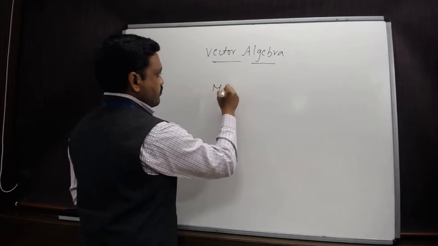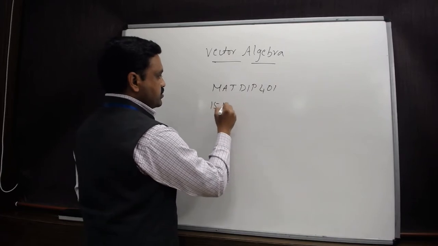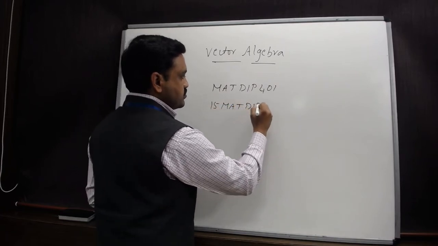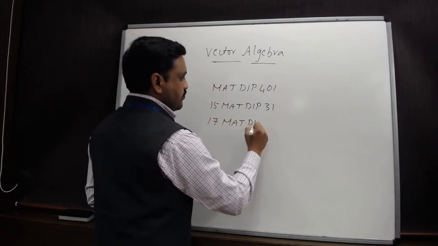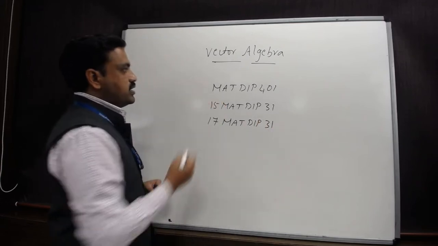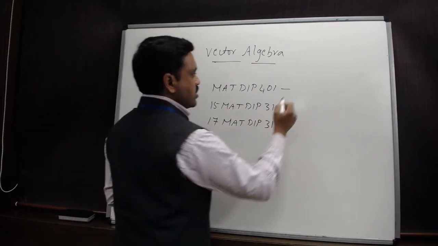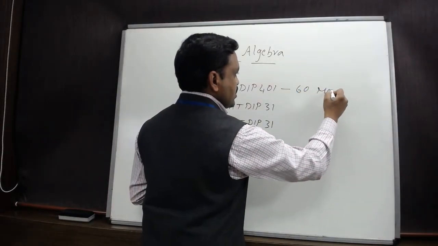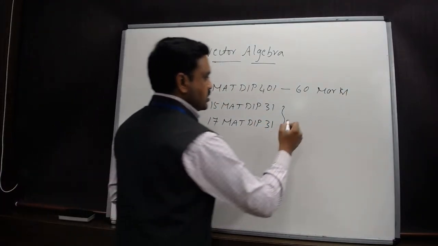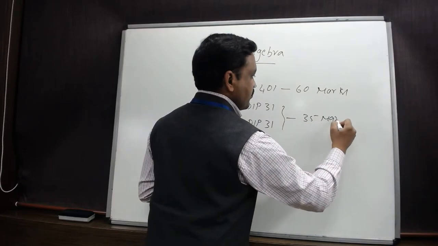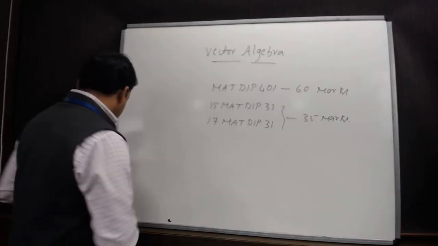Mat Dip 401, 15 Mat Dip 31 as well as 17 Mat Dip 31. In the first scheme, it is unit wise, so students can answer 60 marks, whereas in these two schemes, 15 and 17, module wise, students can answer 35 marks. So I will give you a brief introduction.